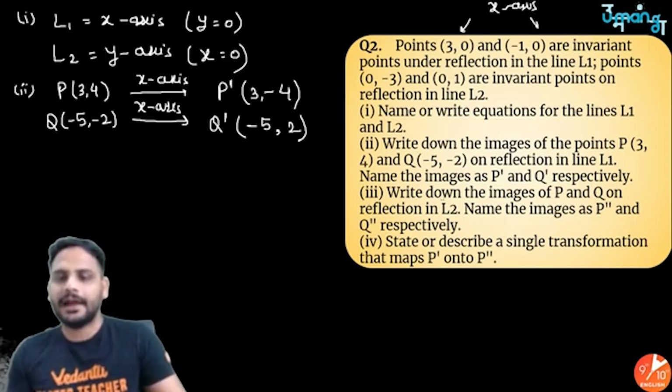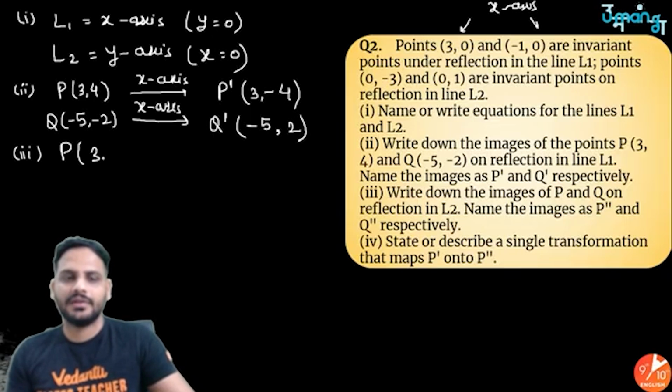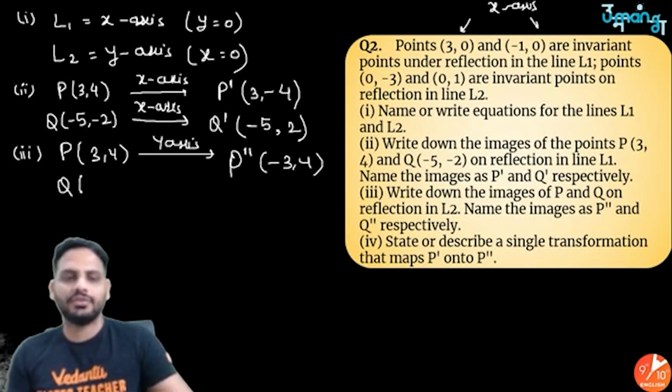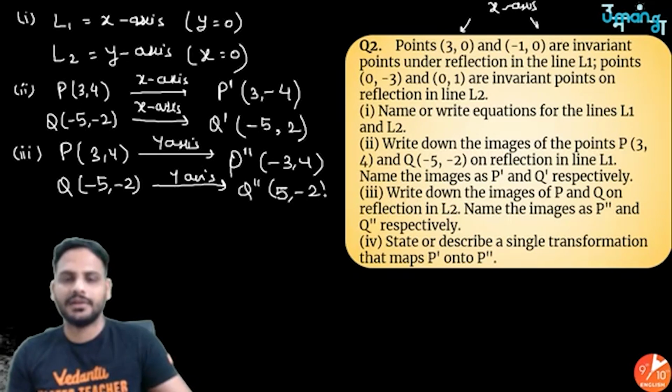Third one, write down the images of P and Q in the reflection in L2. Okay, let's write, under L2 means y-axis. So P's image under the reflection in y-axis. So it is, let's say, P dash, P double dash. So in x-axis y coordinate changes, in y-axis x coordinate changes. So (-3, 4), and Q, which is (-5, -2), under y-axis it will be equal to Q double dash, which is (5, -2).